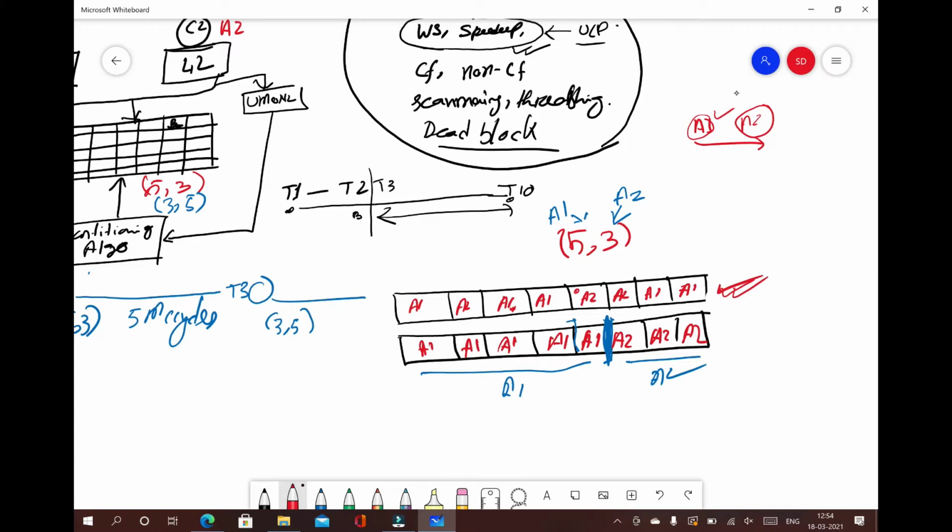The number of A2 blocks will be 4, which is not allowed. So this is how partition maintains.